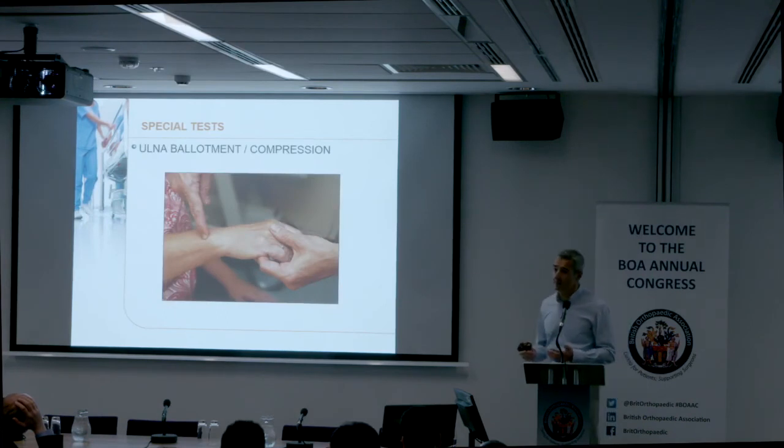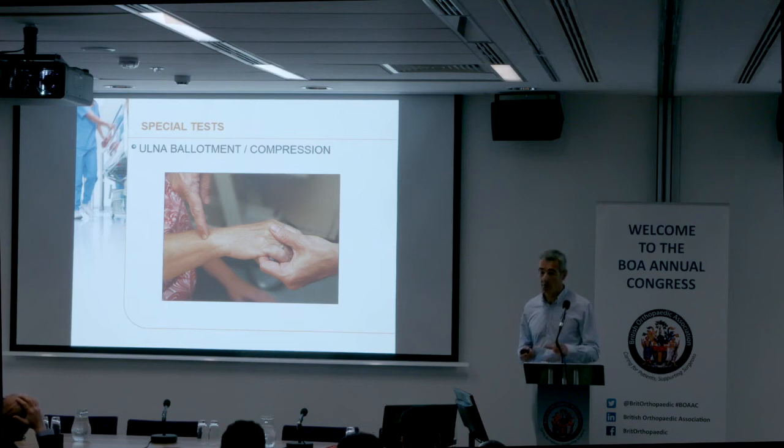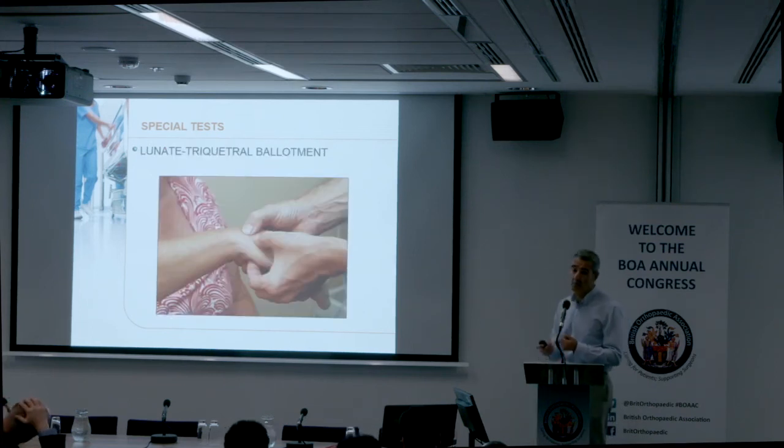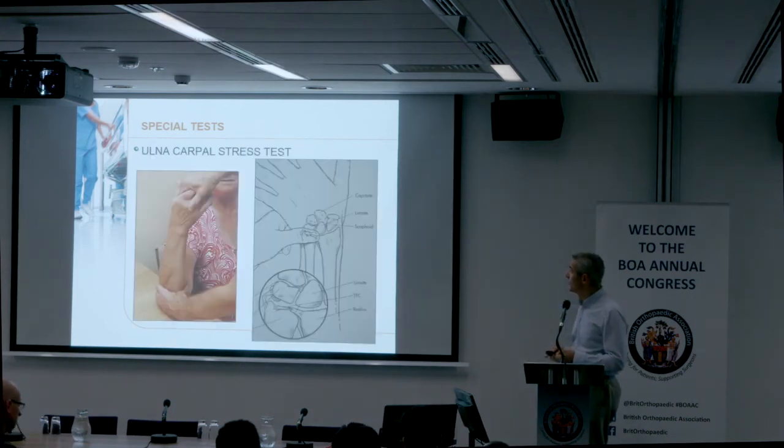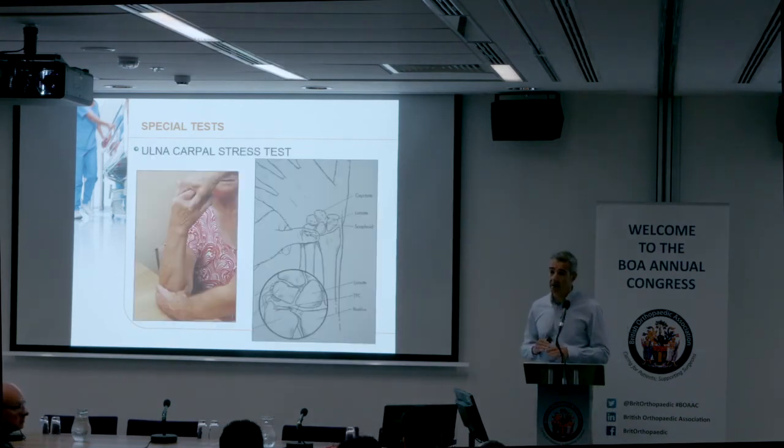We can look at ballottement of the distal radial ulnar joint for instability of this joint, or compression for arthropathy of the distal radial ulnar joint. We can look at ballottement between the lunate and triquetrum to see if there's any instability between these two carpal bones. We can carry out an ulnar carpal stress test to pick up problems with the TFCC tears, or ulnar carpal abutment syndrome.